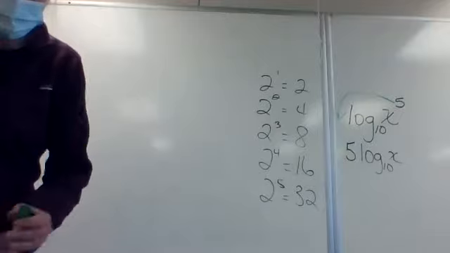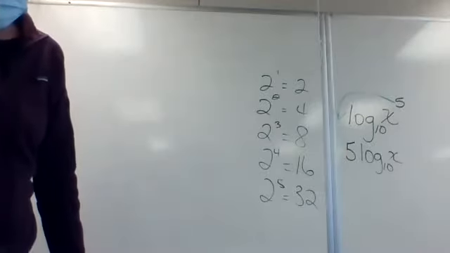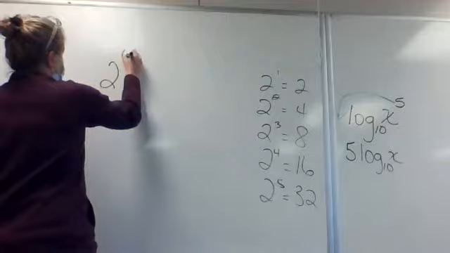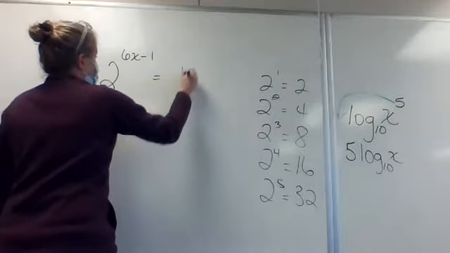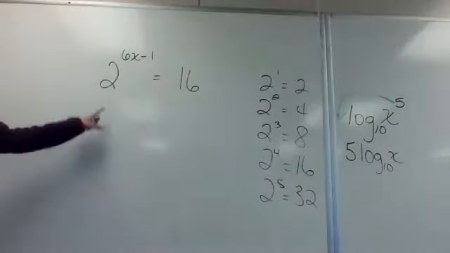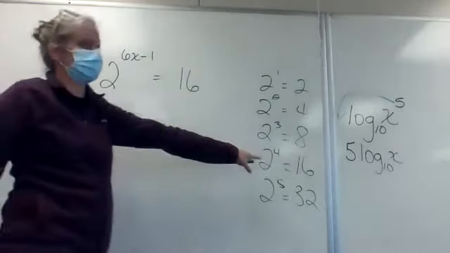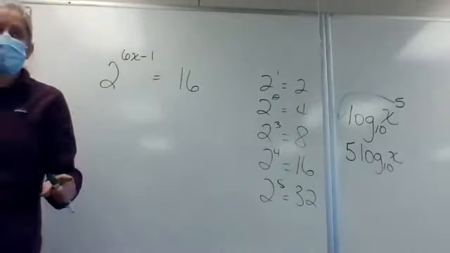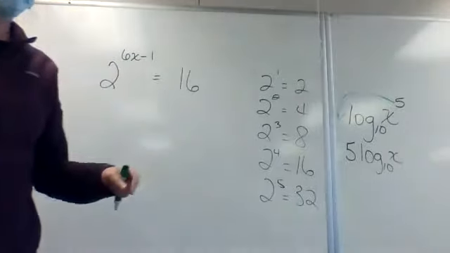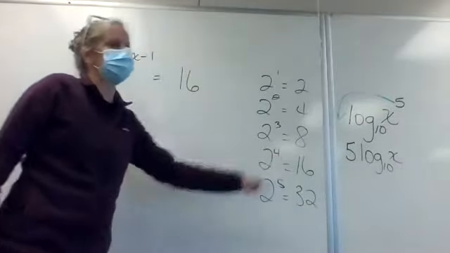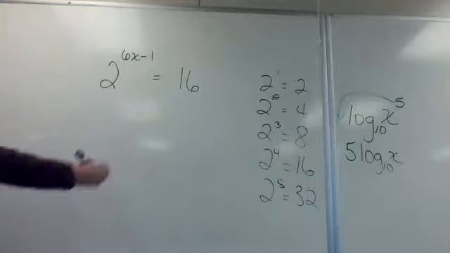All right, what about this one? 2 to the 6x minus 1 equals 16. Right, I left this up here. Can you rewrite 16 with a base of 2? Yeah. So you want to use, that's the easier method, right? You want to use that method anytime you can. So I'm going to rewrite the right side as 2 to the 4th power.